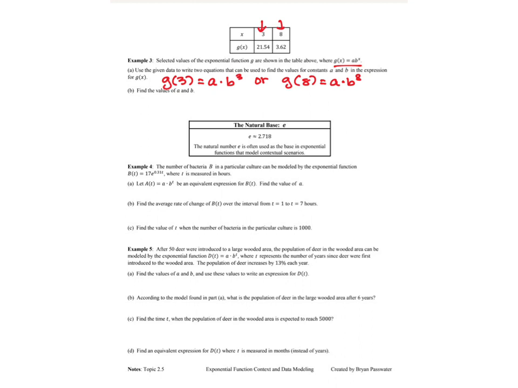So this is where you go in your calculator. You're going to go to your list and spreadsheet. You've got two values for x. So on your table in your calculator, for x, you're going to have 3 and 8. For y, 21.54 and 3.62. By now, I realized I could just use my calculator. And so there was no more handiwork here.